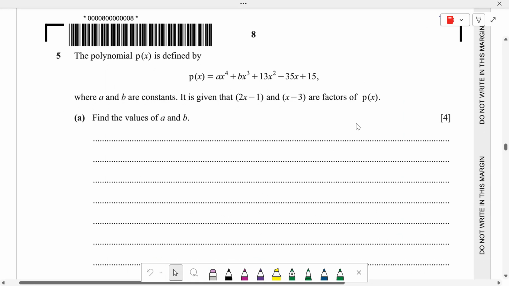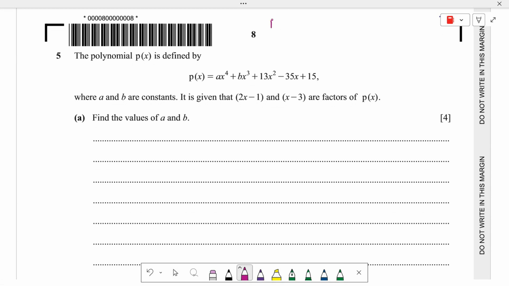Question number 5. The polynomial p of x is defined by p of x is equal to ax to the power of 4 plus bx cubed plus 13x squared minus 35x plus 15, where a and b are constants. It is given that 2x minus 1 and x minus 3 are factors of p of x. Find the values of a and b. We need to find the values of a and b.